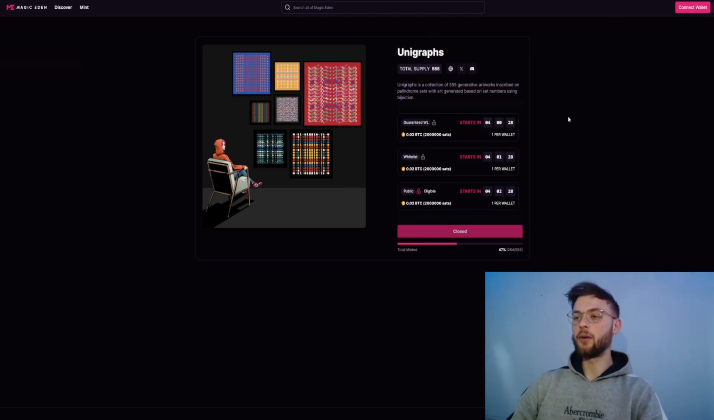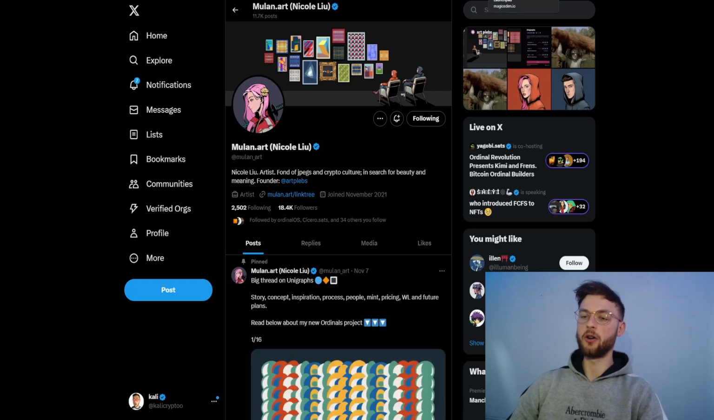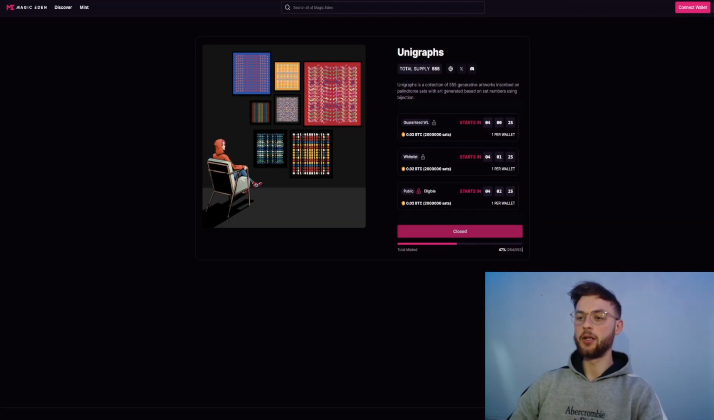The next collection I want to mention quickly is Unigraphs, which is the collection from Mulan.art. If you get a whitelist for this collection, you're definitely going to do well because we've seen this is the hype collection, one of the first artworks as well. It's going to cost you 0.02 for whitelist and also for public. It's good to see reputable artists come to the Bitcoin Ordinal space to release their artworks. Definitely a small step forward for the adoption of Ordinals. And I guess we're going to see something similar to Art Blocks on Ordinals soon because we see more and more artists coming to the space.